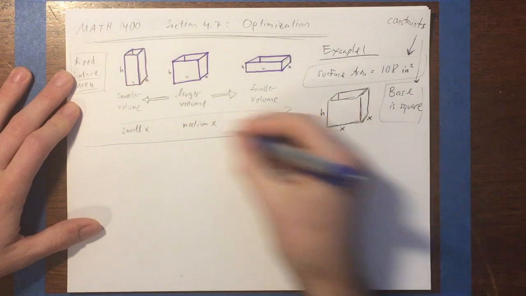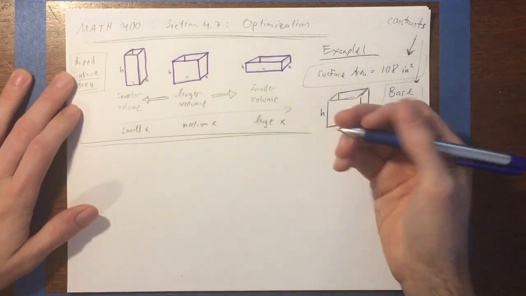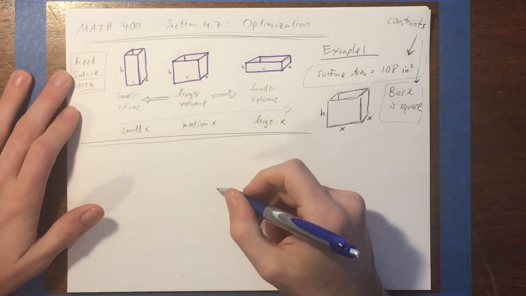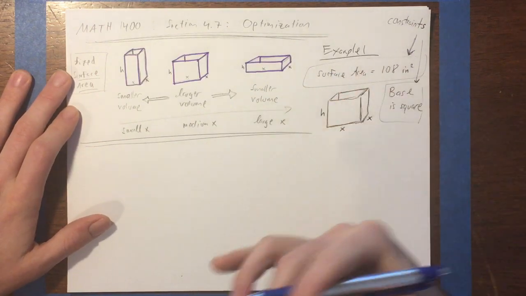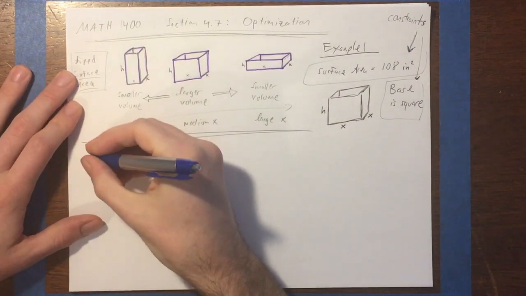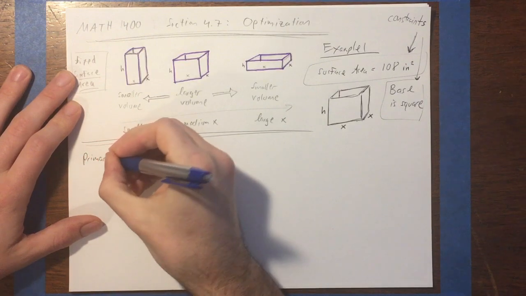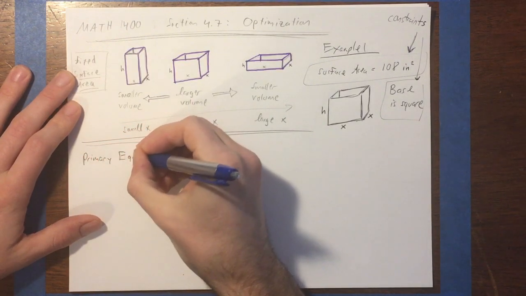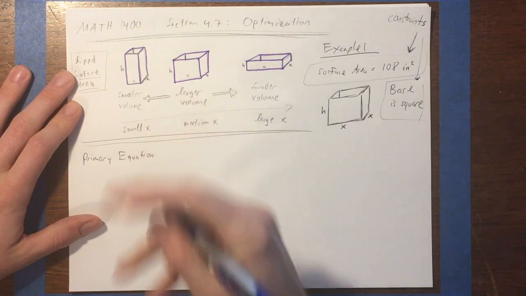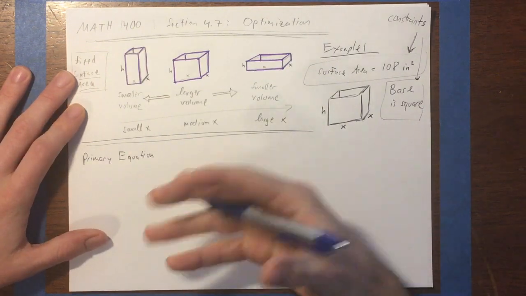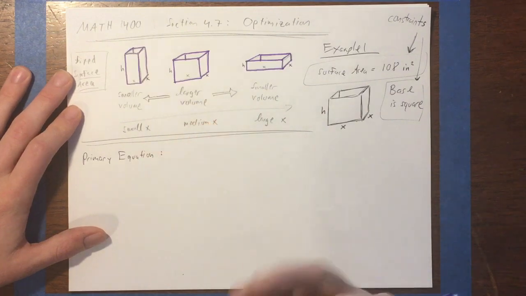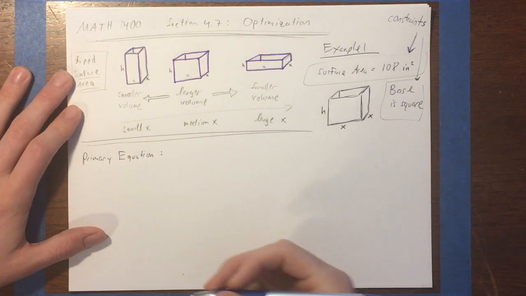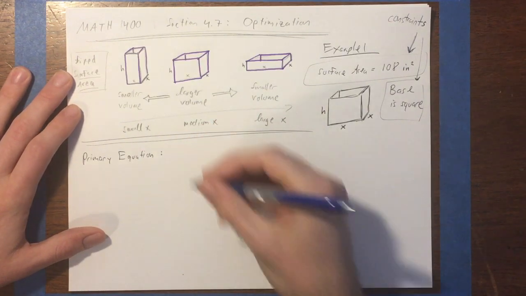So the textbook introduces some vocabulary here, which talks about a primary equation and a secondary equation. The primary equation is the equation that describes the quantity you're trying to optimize. So in this problem, the primary equation is the volume equation. We're trying to find the maximum volume.